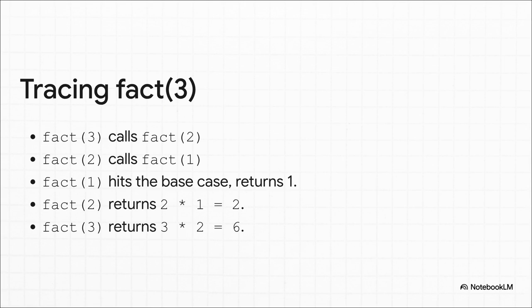Well, the function doesn't know the answer right away, so what does it do? It calls fact of 2. And fact of 2? Same problem. It doesn't know, so it calls fact of 1. And boom, we hit our base case. Fact of 1 knows the answer is 1, so it returns it.